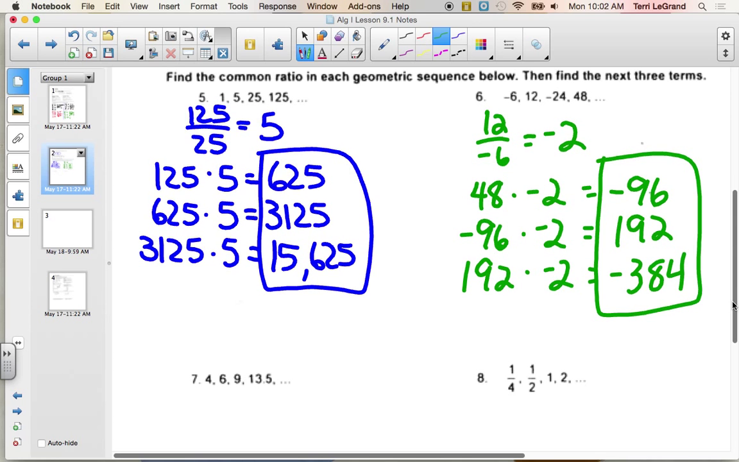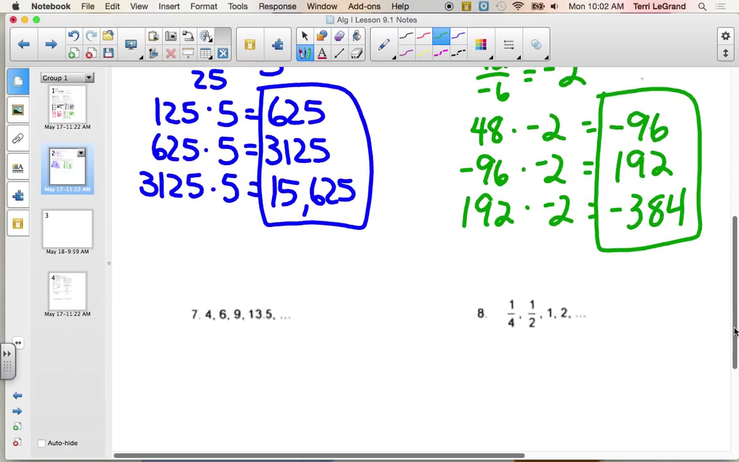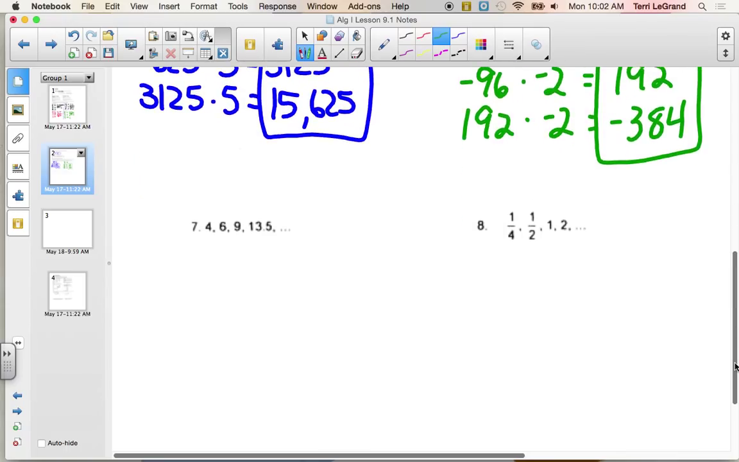Okay, questions at all about that? Okay, so we're just kind of practicing here together. This is the part that's probably the most confusing, making sure you get your division problems set up correctly. So we could do 13.5 divided by 9, we could do 9 divided by 6, we could do 6 divided by 4. What is our common ratio this time?